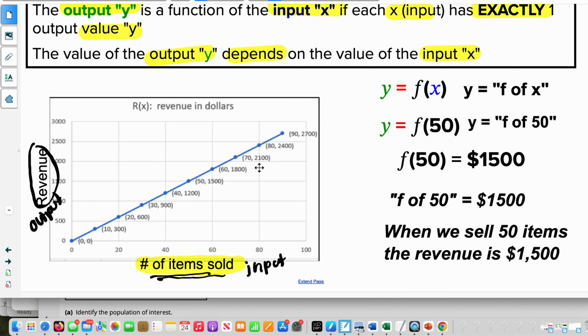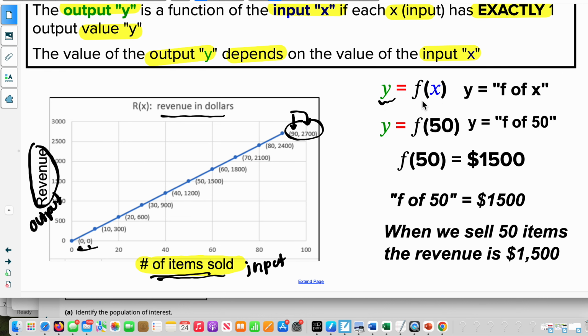And each one of these things I can write as an ordered pair as well. When I sell 0 items, I have 0 revenue: (0, 0). This one here, when I sell 90 items, I have a revenue of $2,700 because it's telling me revenue in dollars.